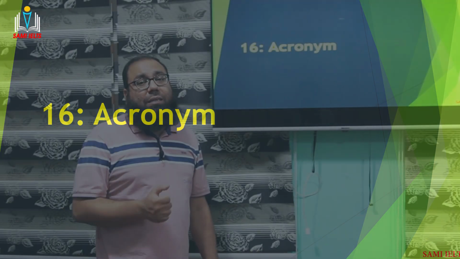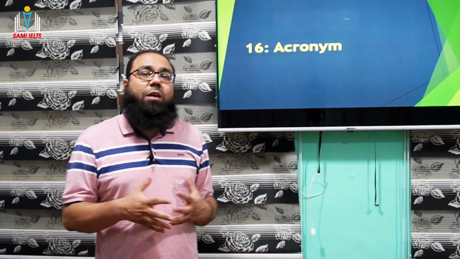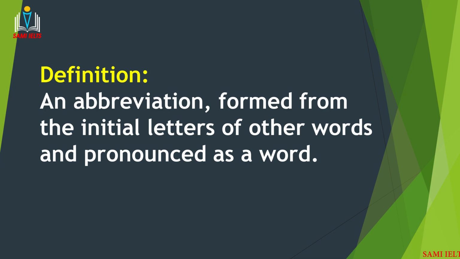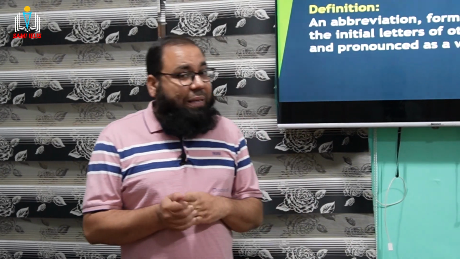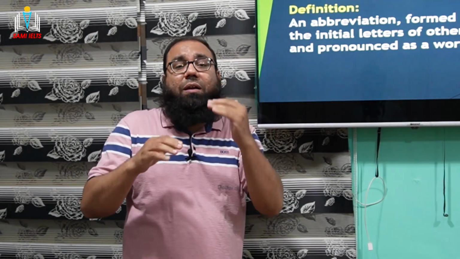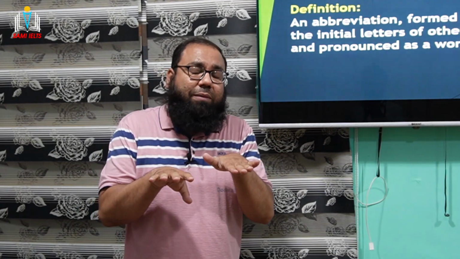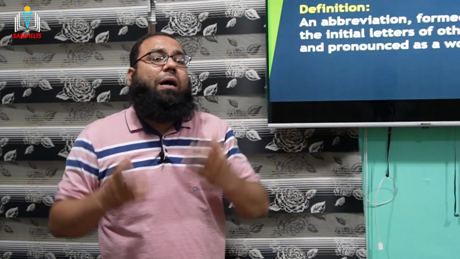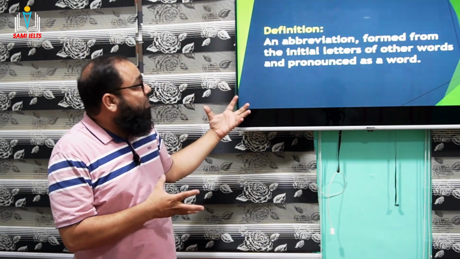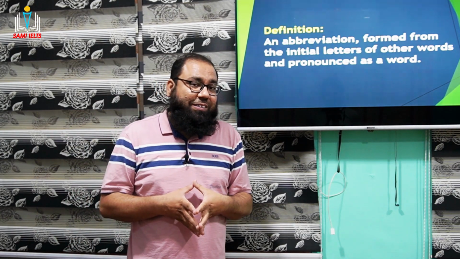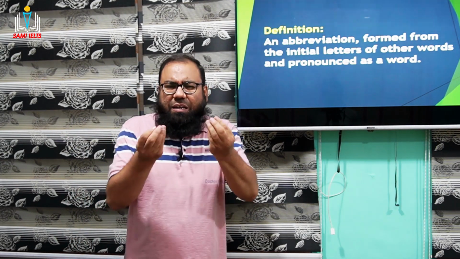Now guys, rule number 16, acronym. Very, very different story. Rule 16. So what is acronym? First of all, let's discuss and define acronym. Basically, this is a bit higher level and a bit senior level of abbreviation. Abbreviation is a bit low level, fine. Acronym is basically a bit higher level. An abbreviation formed from the initial letters of other words and pronounced as a word. Pronounced as a word.